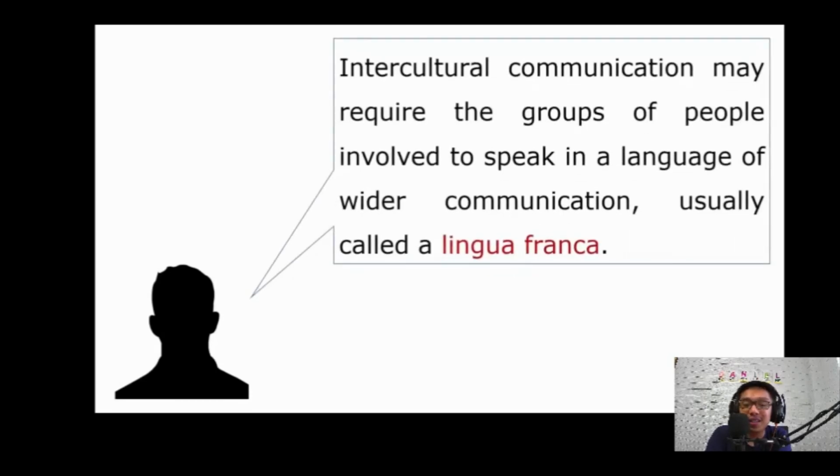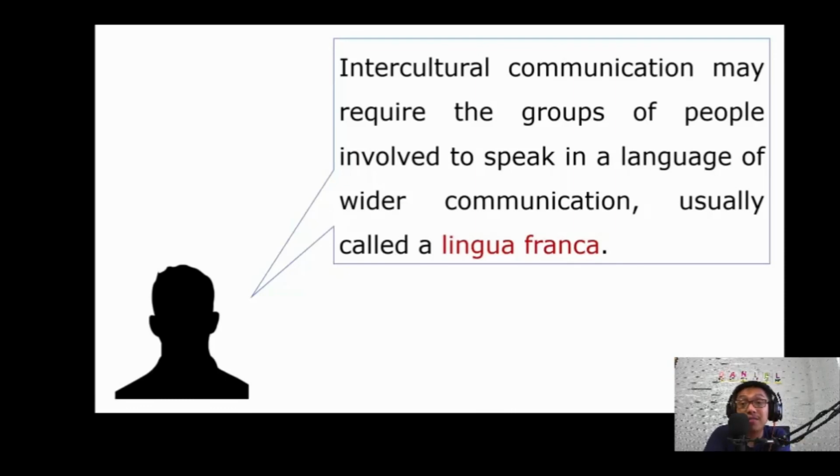And to discuss this more, we have here an additional information. Intercultural communication may require the groups of people involved to speak in a language of wider communication, usually called a lingua franca. Yes, that's true. A lingua franca is the common language that most people use. For example, here in the Philippines, when we talk about the Philippines in general, we have the national language, which is the Filipino language, right?